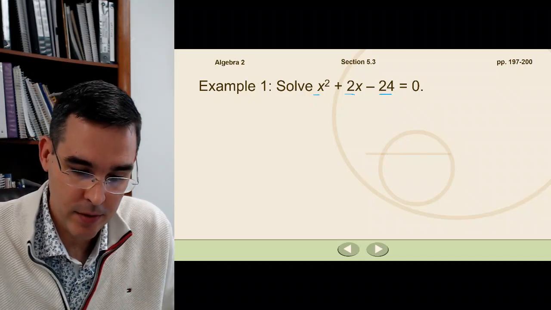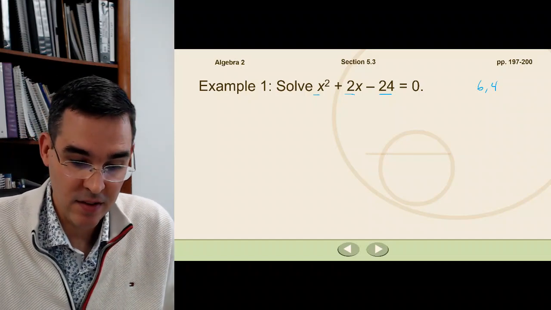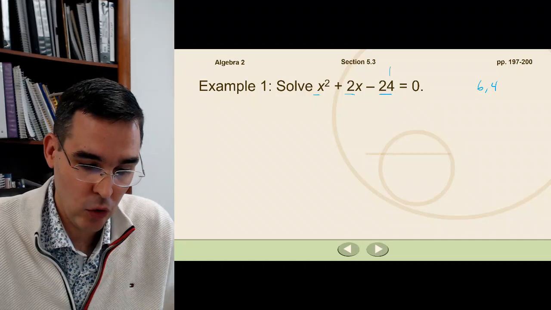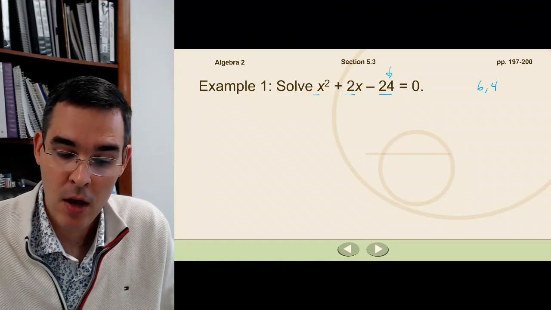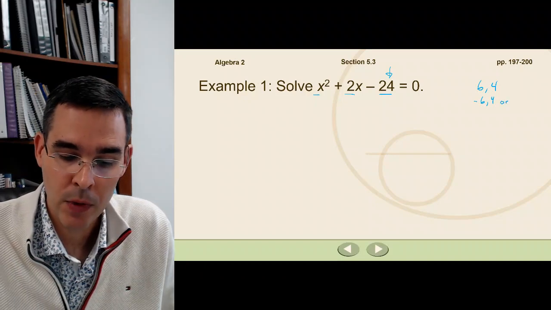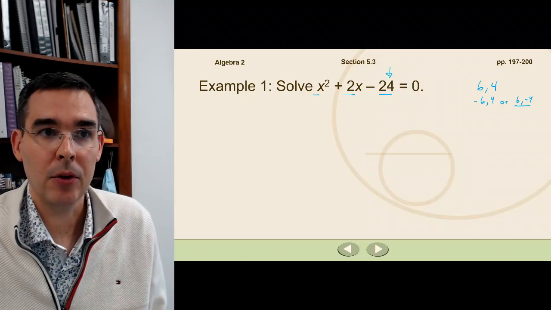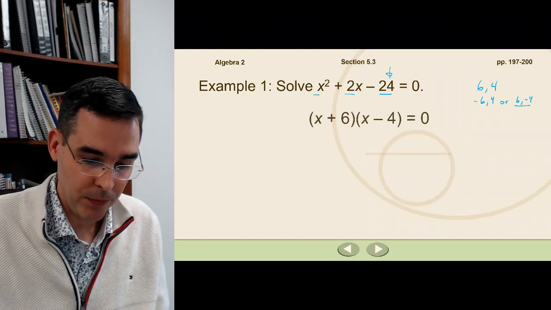So think of the factors of 24 that have a sum of 2. And some variant of 6 and 4 should present itself to mind. Since this term, negative 24, is negative, one of these will have to be negative: either negative 6 and positive 4, or 6 and negative 4, and the second will be the correct answer. So we'll factor this expression.